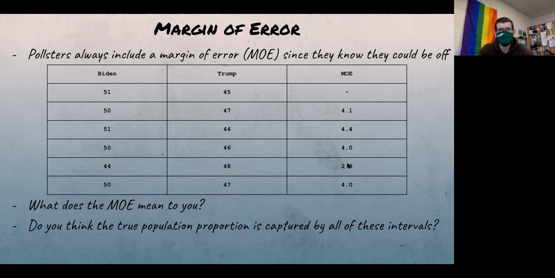And their margin of error is 2.9. It's actually the smallest margin of error. And we'll talk about how we can affect the size of the margin of error. But they predicted Biden would get 44 with a 2.9 margin of error. So for this particular poll, anything above 46.9% for Biden would have been outside the margin of error.